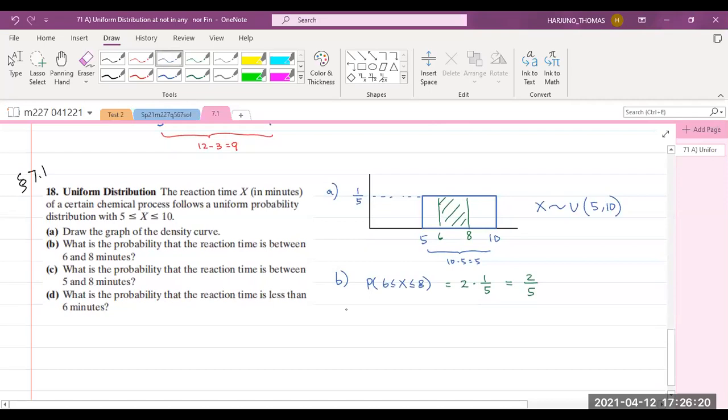Now then, part C, what is the probability that the reaction time is between 5 to 8? Between 5 to 8. Or they can just say less than or equal to 8, because it starts from 5, right? By default. Now the length of the base from 5 to 8 is 3 multiplied by the height, this 1/5. That's 3/5.